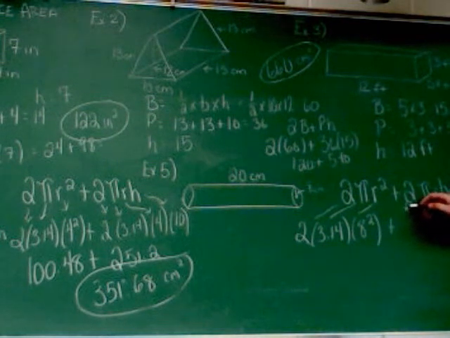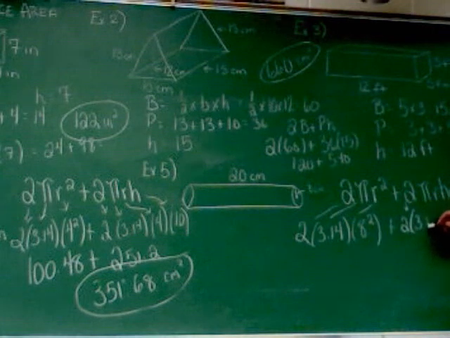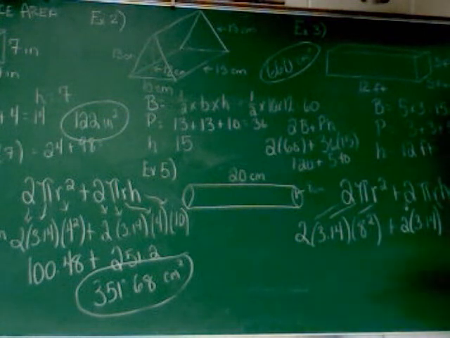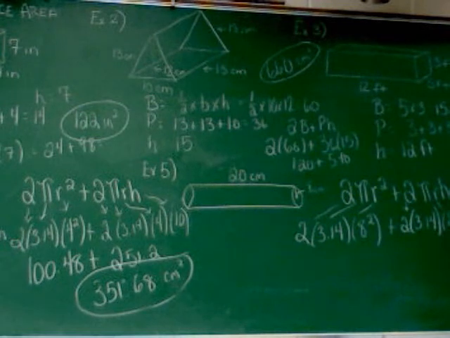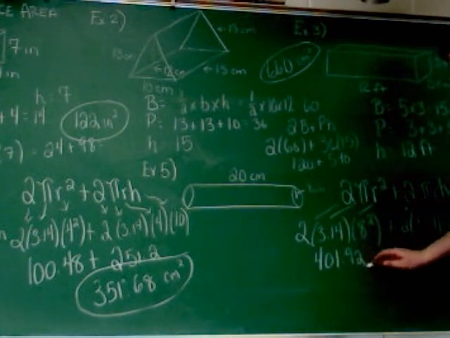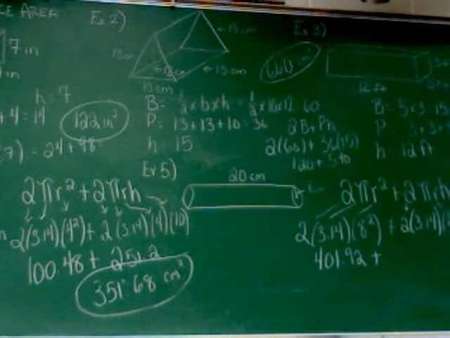On the right side here, 2 is 2. Pi is 3.14. R is 8. And the height, well, again, it's laying down, so if you have to think of it like this standing up, the height is going to be this piece here. So the 20 number. So we're going to multiply that out. 2 times 3.14 times 8 squared, or 64, is 401.92. 2 times 3.14 times 8 times 20 is 1004.8.